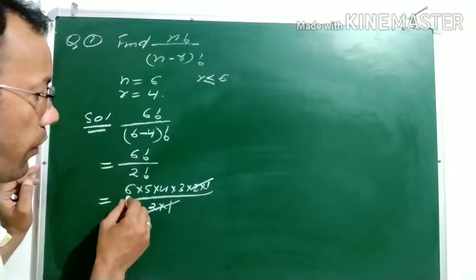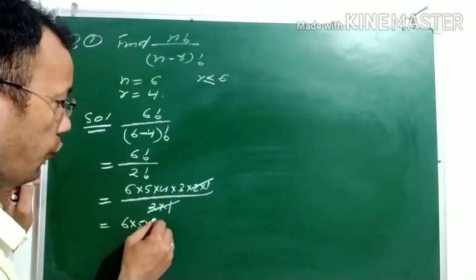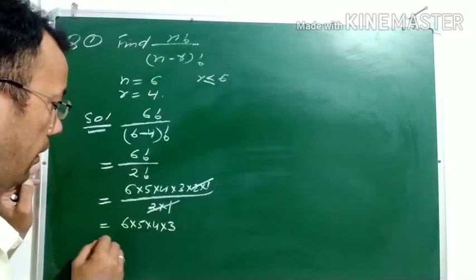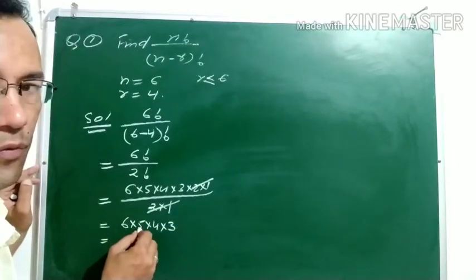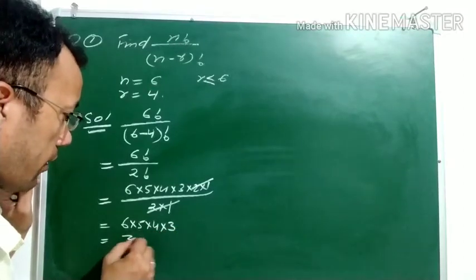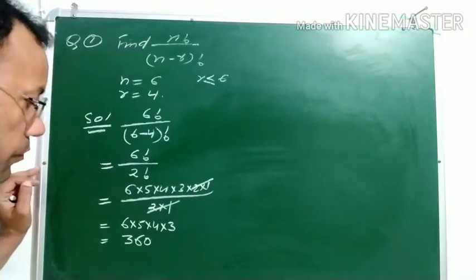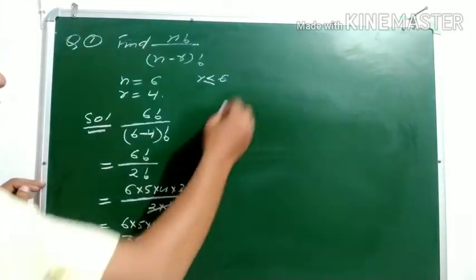So now what we have is 6 into 5 into 4 into 3. 6 times 5 is 30, times 4 is 120, times 3 is 360, right? So this is 360. That is the answer, right?